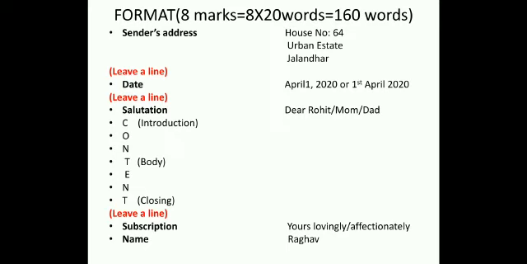After writing the sender's address, you are supposed to leave a line and then you will write the date. You are not supposed to write the word date, but you will be writing the date directly. So you can write the date in any of the two formats. The first one is the US format, in which you will write the month first and then date and then year, separated by a comma. In the British format, you will write the date first and then month and then year, and you are not supposed to write any comma here.